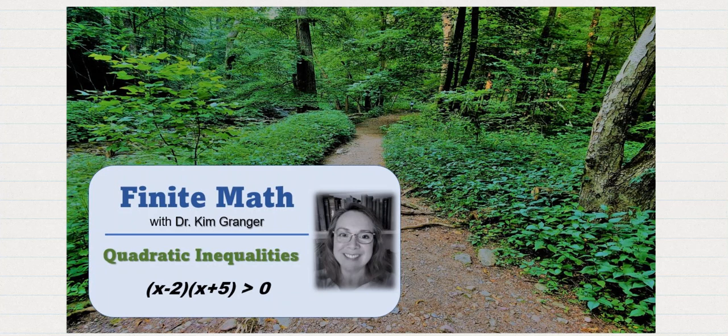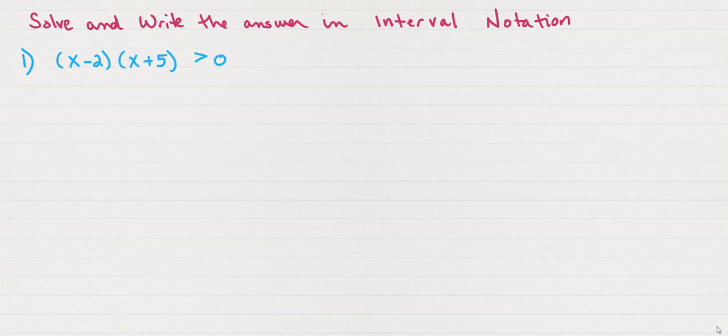In this video, I'd like to walk you through how to solve a quadratic inequality like the example you see here without the assistance of a graphing calculator. Here's the example. We've got x minus 2 times x plus 5. That's a quadratic in factored form. And notice that the inequality is set to 0. So this is really the problem handed to us on a silver platter.